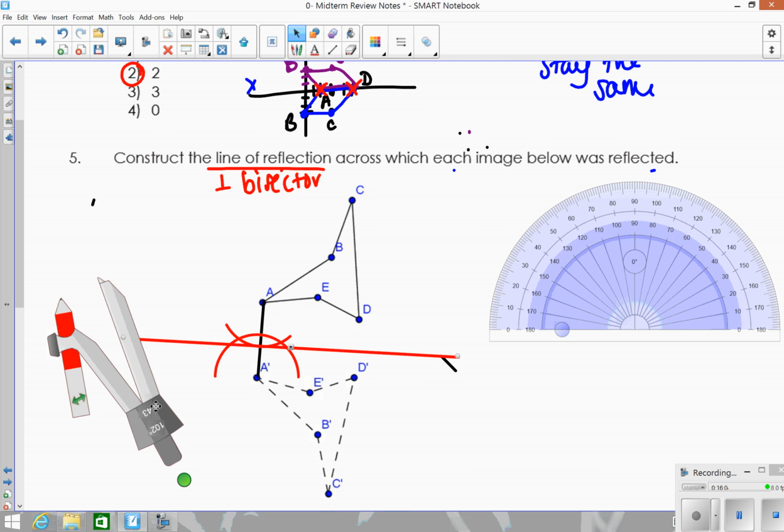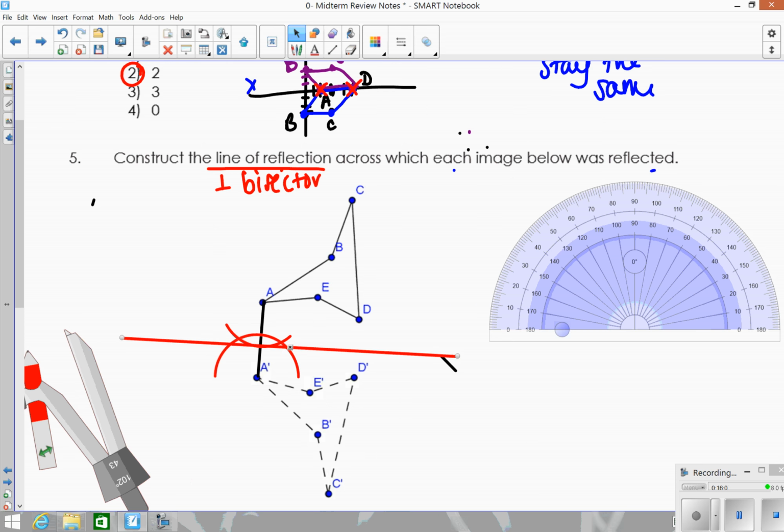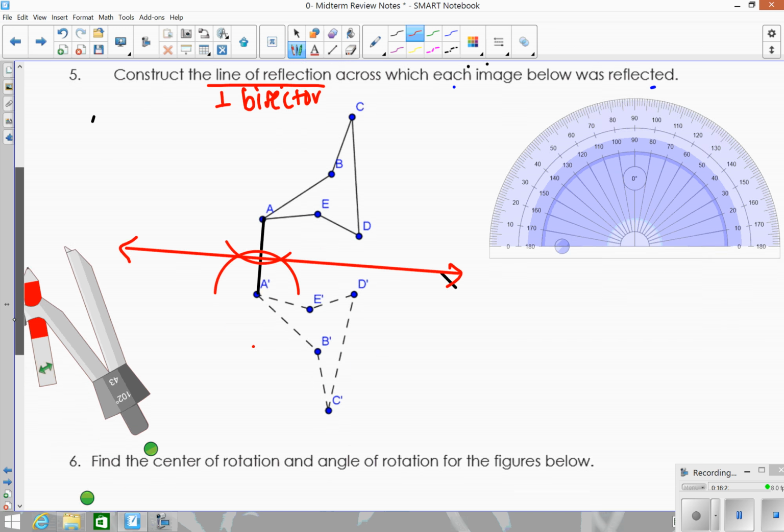Here we go. So the line of reflection is this line, this red line here, because it's the perpendicular bisector of any pre-image and image points. You could have connected any 2 sets of points and you would have gotten the same line. So that's it for that one.